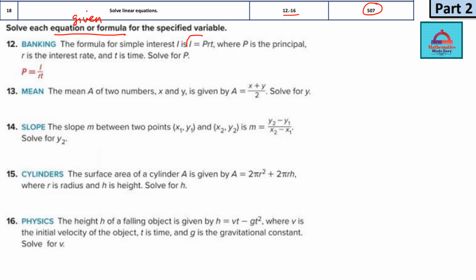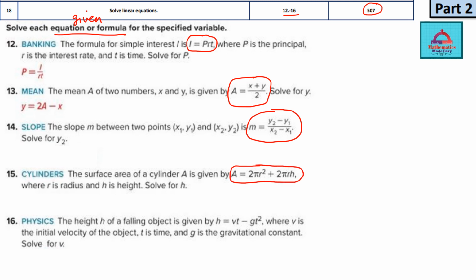It is I equal to PRT. In question 13, it is A equal to (x plus y) by 2. In question 14, the formula is m equal to (y2 minus y1) divided by (x2 minus x1). In question 15, the formula is A equal to 2 pi r square plus 2 pi r h. In 16, the formula is h equal to bt minus gt square.